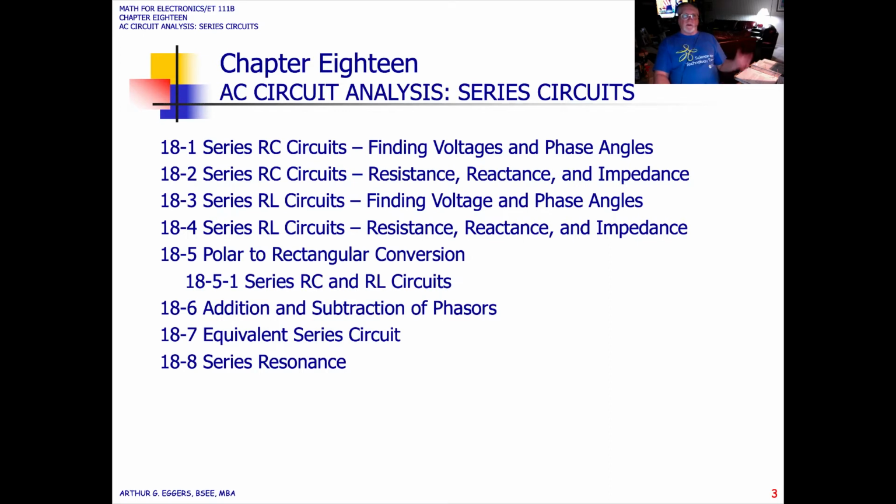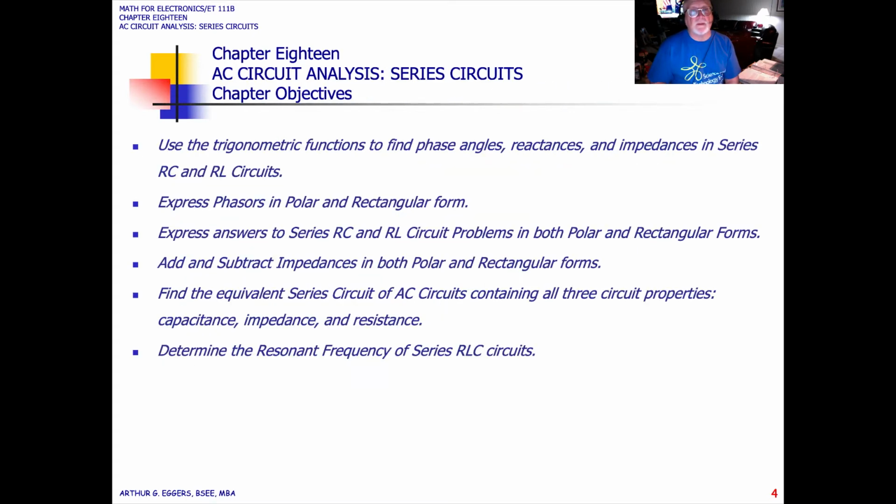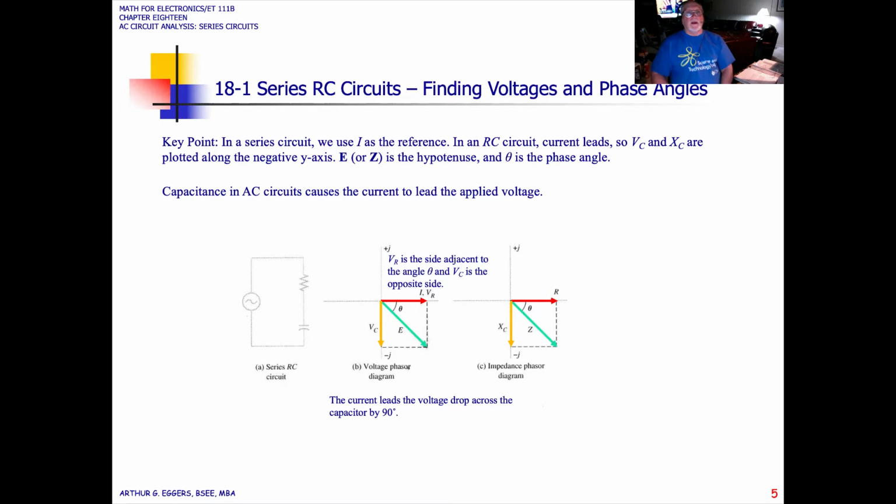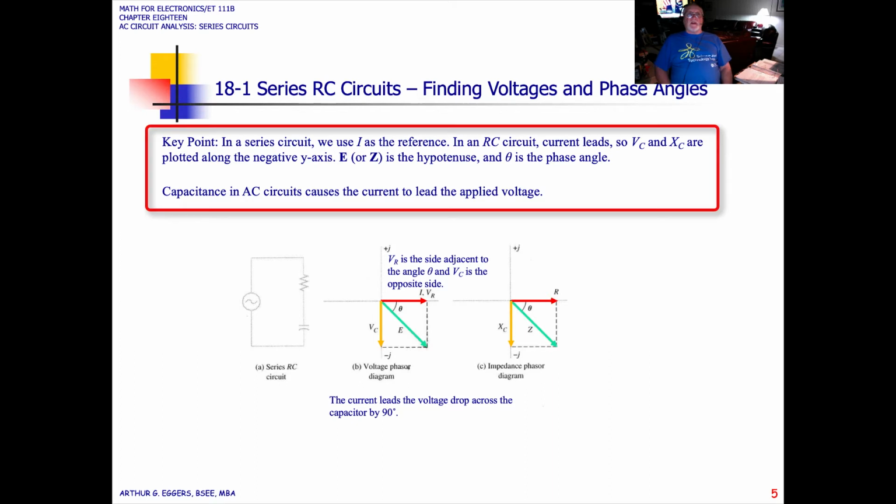So we're working through all of those chapters, all of that math, and all of those applications to come up with those relationships. So we're going to look at using the trigonometric functions, expressing phasors as polar and rectangular, doing series RC and RL circuit problems, adding and subtracting impedances, and then finally we're going to end up in resonances and resonant frequencies. So in series RC circuits, in a series circuit, we use the letter I, the current, as the reference in our diagrams.